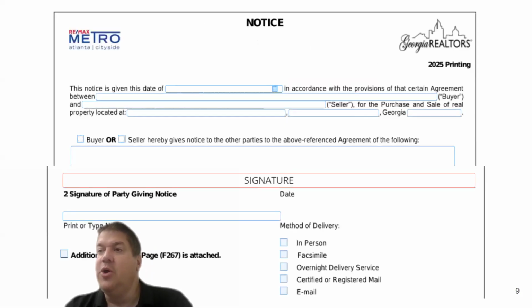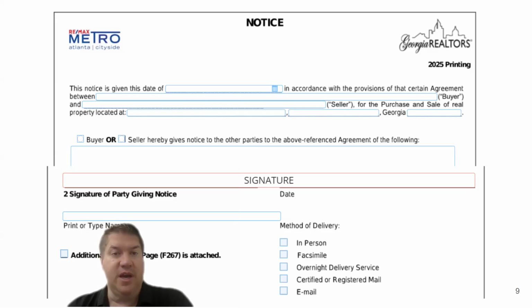All right. Notice. How many people have used this notice form? All right, I got one solid, sort of. Okay. This is kind of like the generic amendment. It's the generic notice. Any time I need to give notice for anything, I can use this form. And I can, as the buyer or the seller, give notice to the other side.